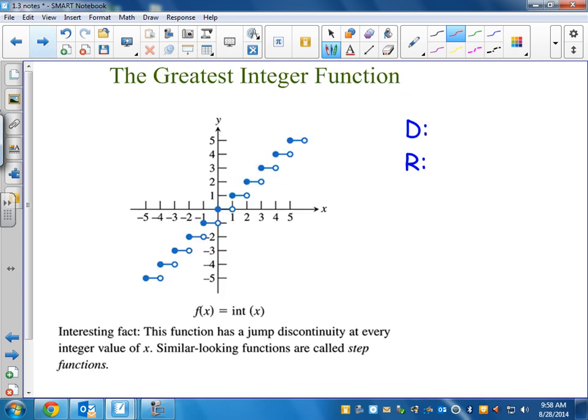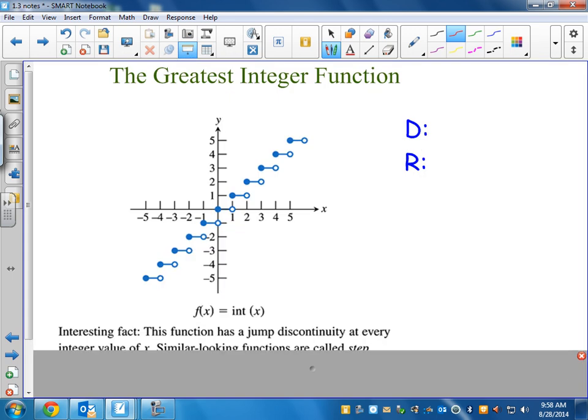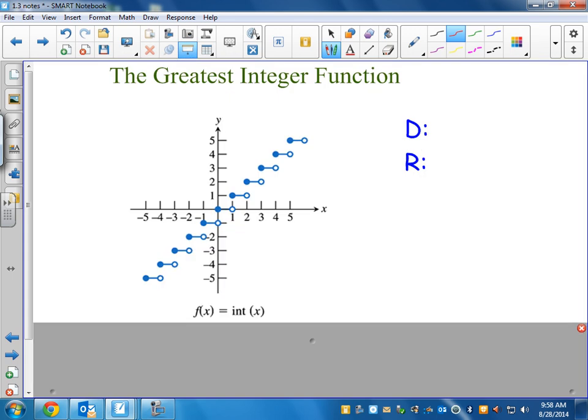How many do we have here, kids? We're getting close? 7. Whew. Got a lot to go here.